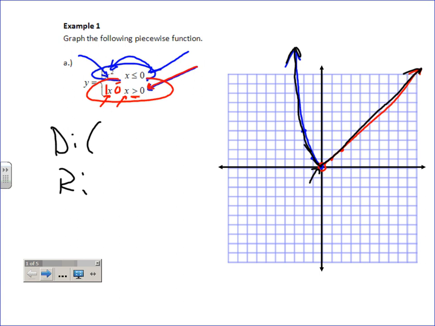So domain, Tabitha's favorite. Yep, forever and ever. Oh, Anna.